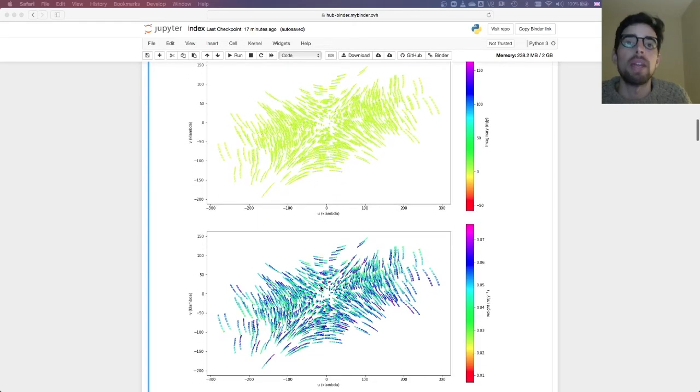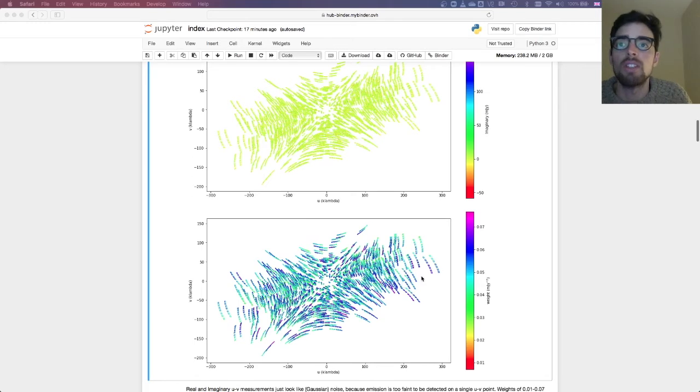And finally, we can look at the weight. Remember, the weight is 1 over the uncertainty squared. So the higher the weight, the lower the uncertainty; the lower the weight, the higher the uncertainty. In a given track, which is basically the same baseline as a function of time, with parallel tracks at different frequencies, we see that as a function of time the weight is going up, which means the uncertainty is going down, probably due to a lowering in the system temperature.